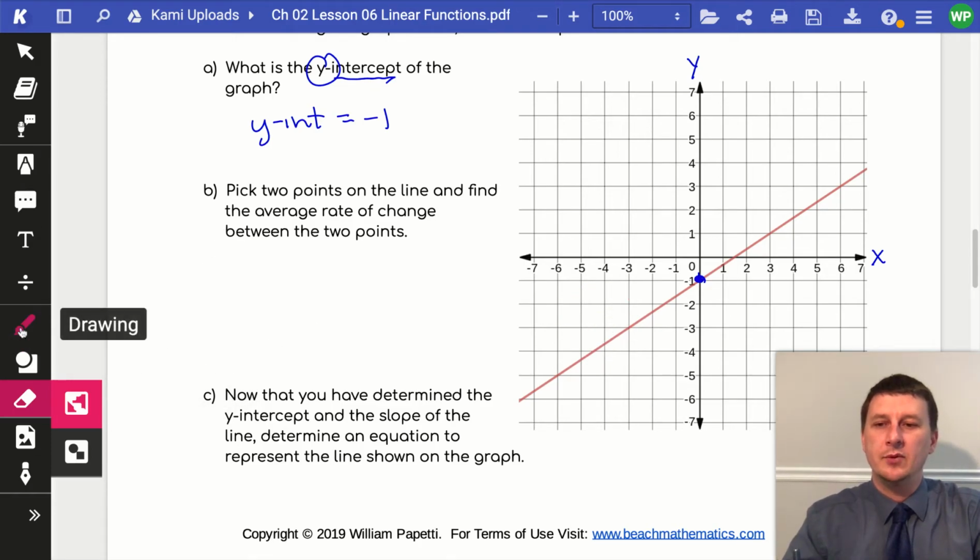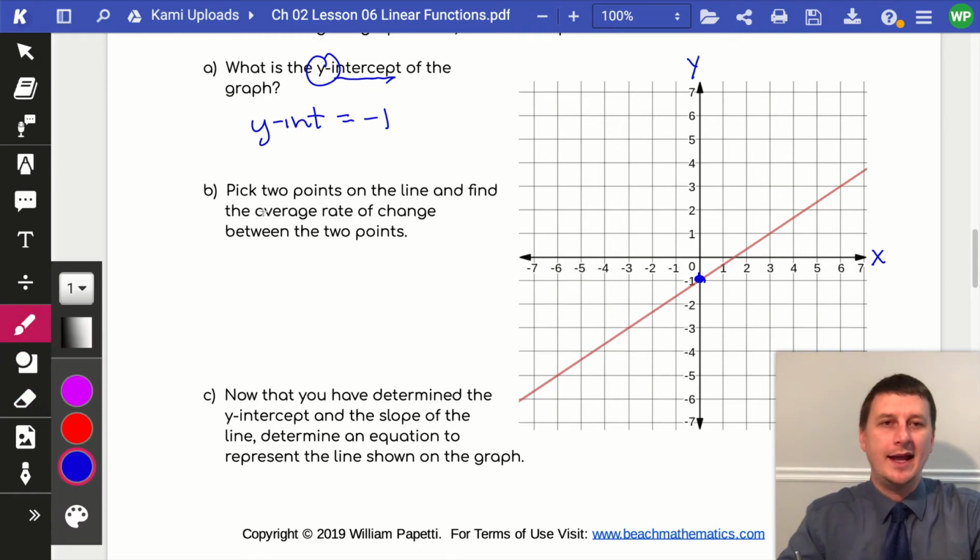Now, in part B, we want to pick 2 points on the line, any 2 points that you know that are exact points, and find the average rate of change between these 2 points. Hey, guess what? We have one of our points already. Let's use the y-intercept because we know that's a definite point right there, (0, -1).